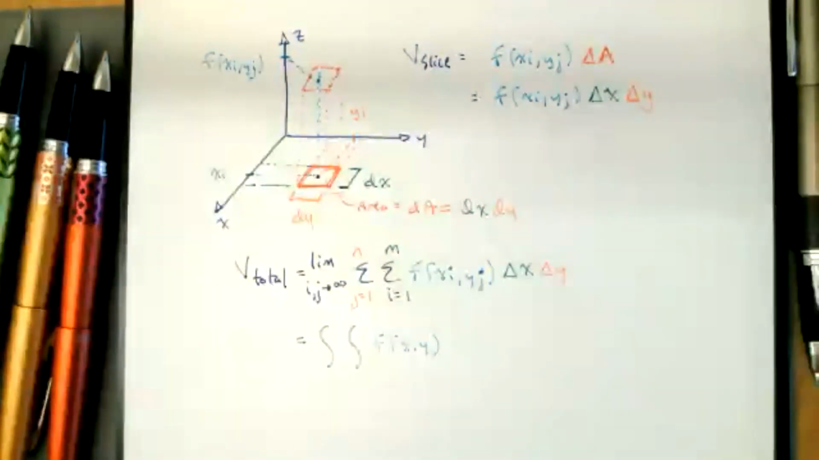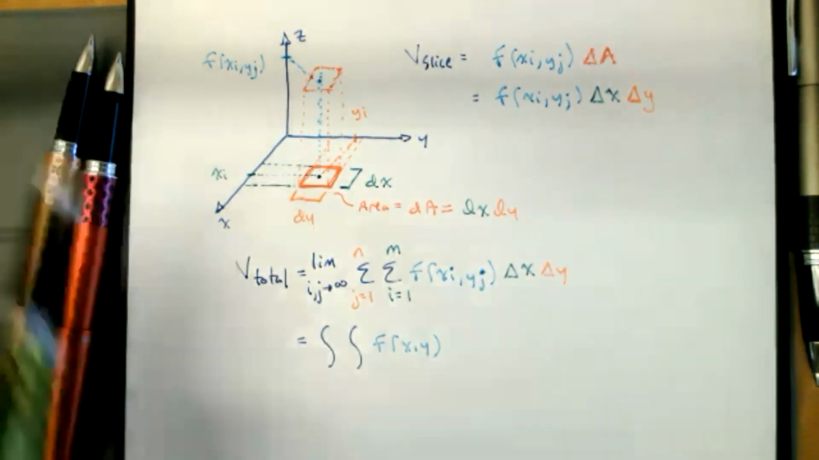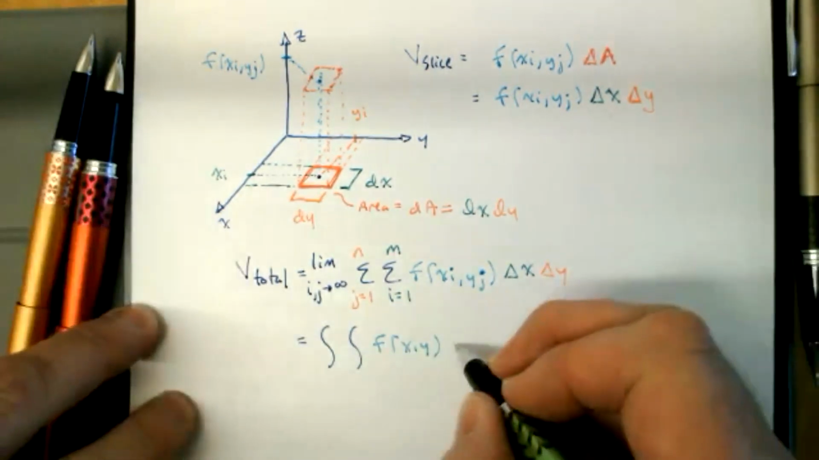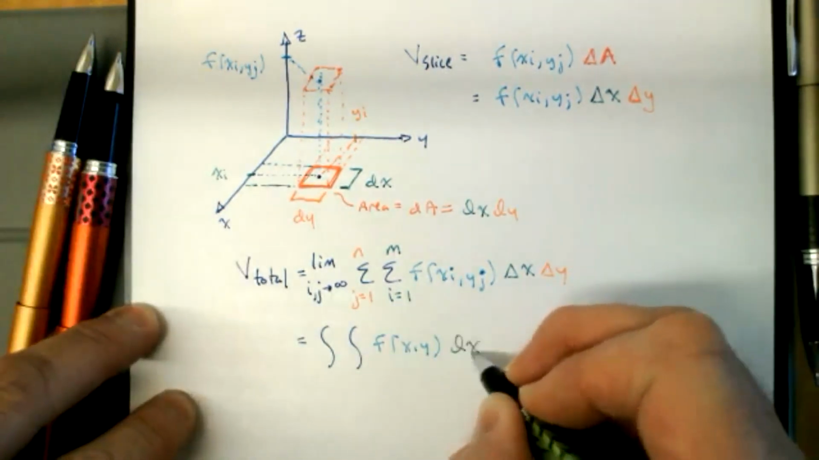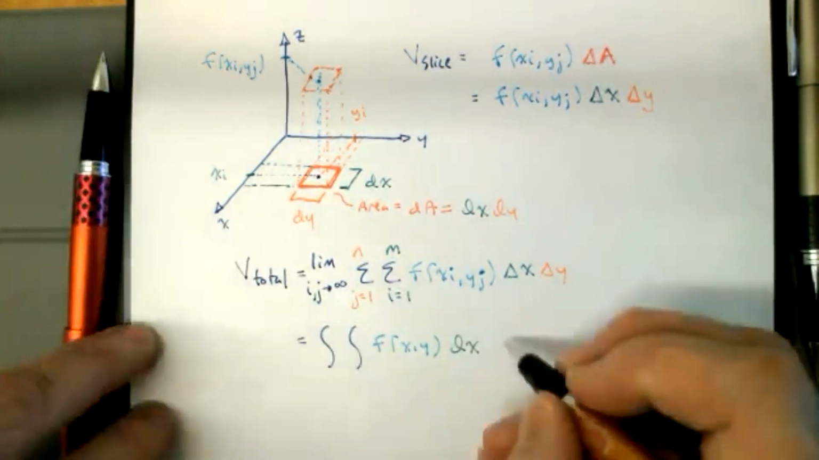So our double Riemann sum is going to turn into a double integral. Since we're going from a discrete sum to a continuous sum, we can drop the indexing. Instead of f at xi, yj, it's just f at xy. Since we're switching to continuous, instead of delta x, we would write dx, and instead of delta y, we'll write dy.